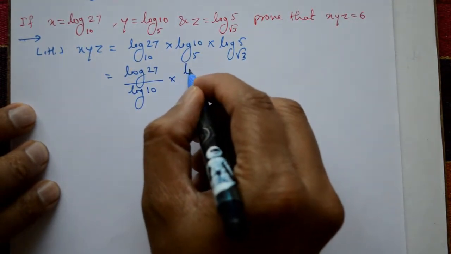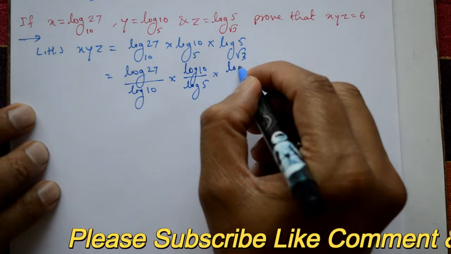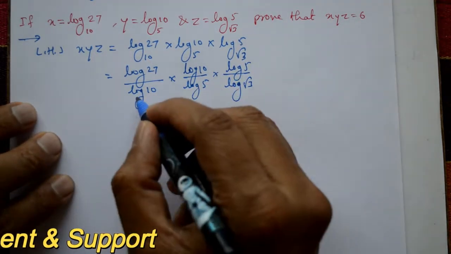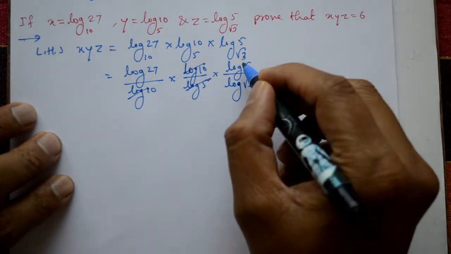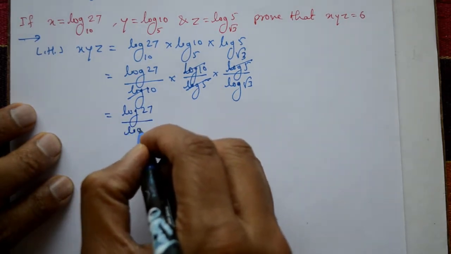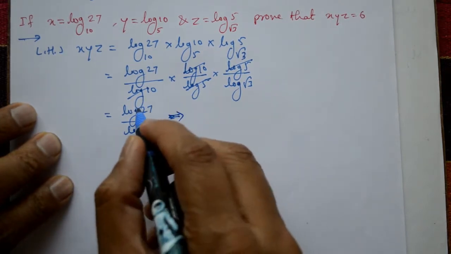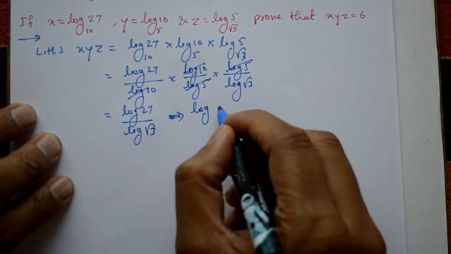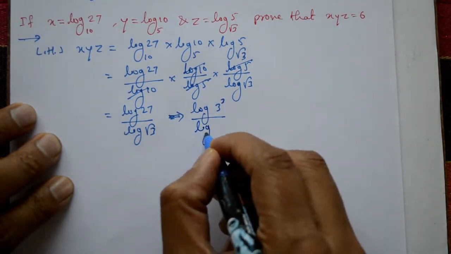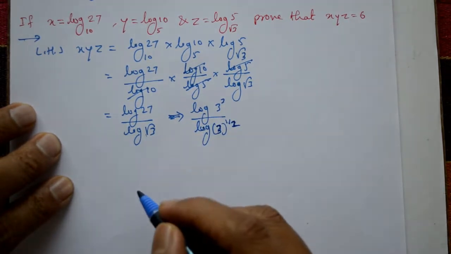Second one, into log 10 divided by log 5, into log 5 divided by log root 3, using the change of base property. Log 10 cancels, log 5 cancels, remaining log 27 divided by log root 3. Okay, now this is equal to log 27, which means 3 cube, divided by log root 3, which means 3 whole raised to 1 by 2, that is root 3.